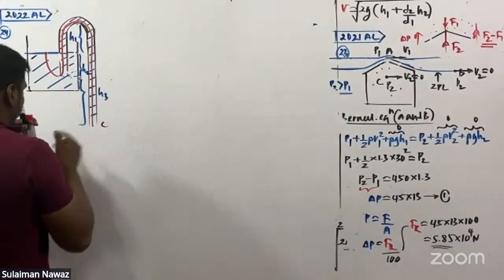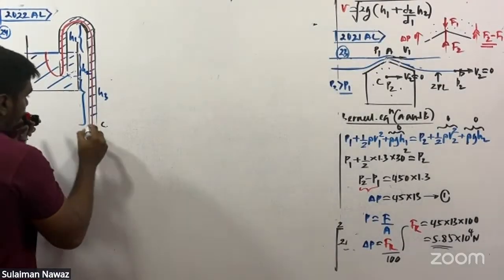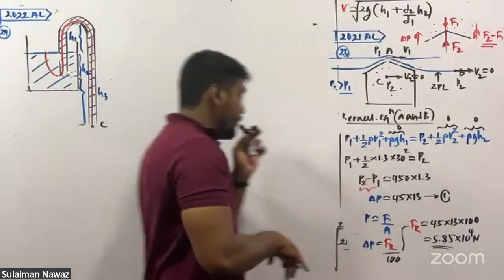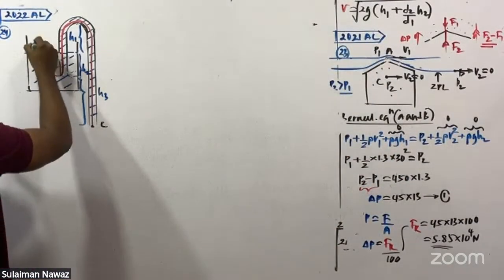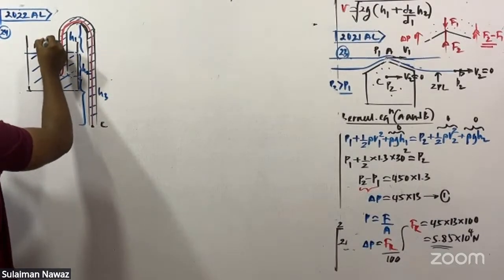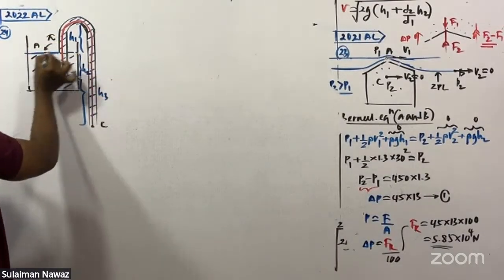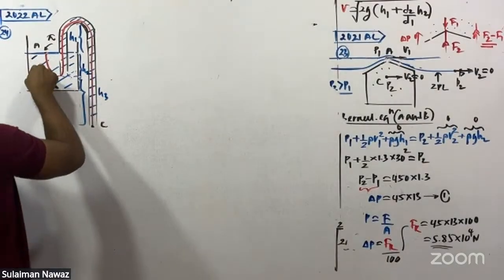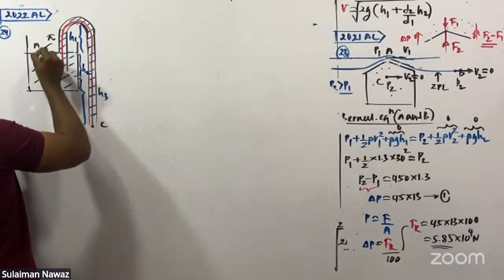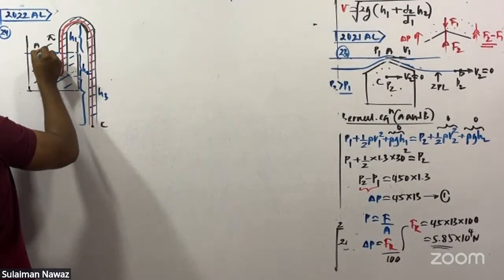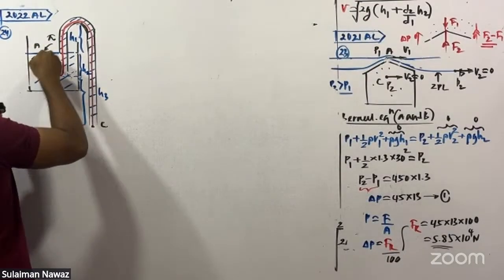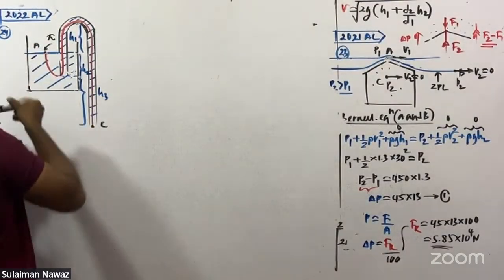Now this point is point C. Let's say this point is point capital E. Then we know point E is open to the atmosphere, so the pressure at point E is going to be atmospheric pressure. Since this free liquid surface is large compared to the cross-sectional area of the tube, we can assume that the velocity of the fluid particles at the free liquid surface is 0.